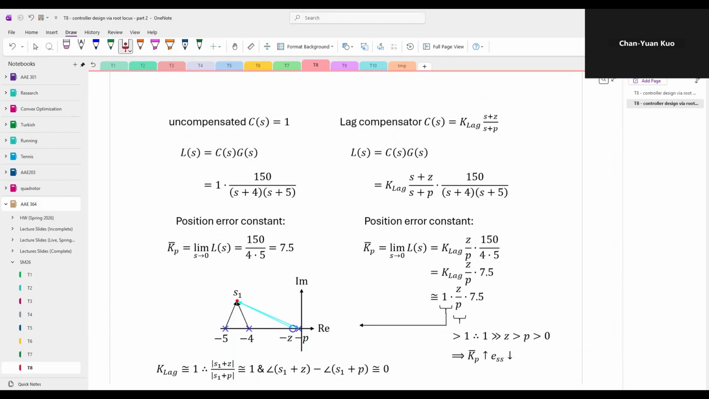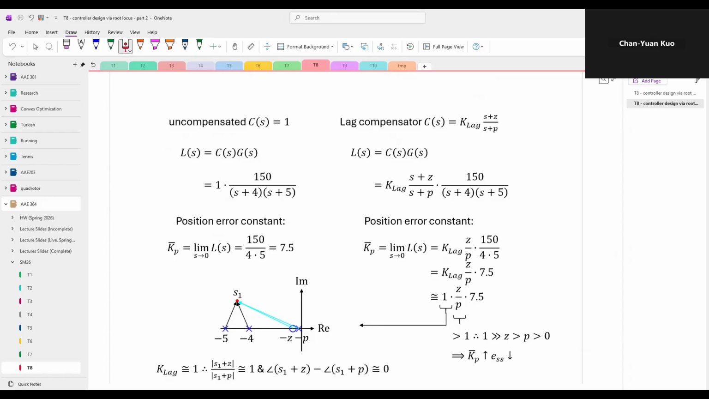However, unlike the PI controller, the lag compensator cannot increase the system type to eliminate the steady state error. Instead, it reduces the steady state error by increasing the static error constant. To see how it works, notice that the uncompensated system has a position error constant of 7.5. And with the lag compensator, this constant is scaled by the factor k times the ratio of z to p.